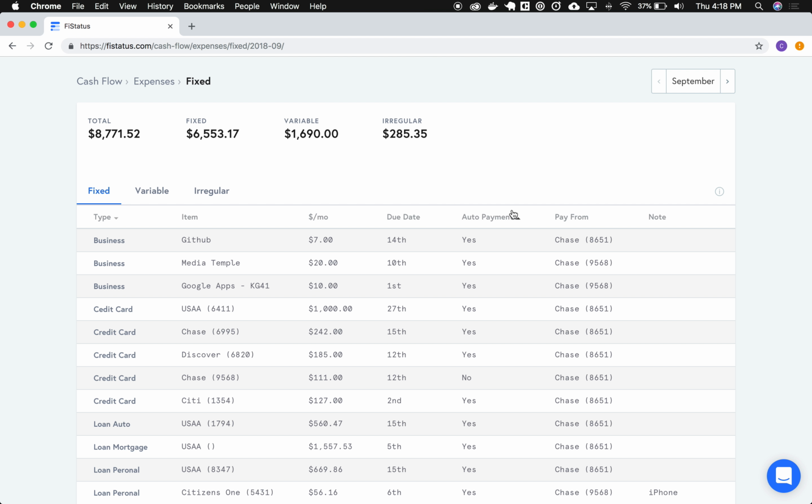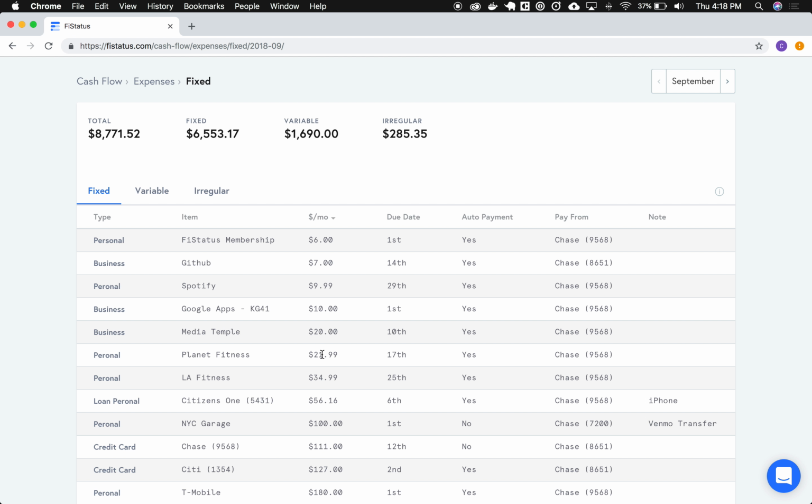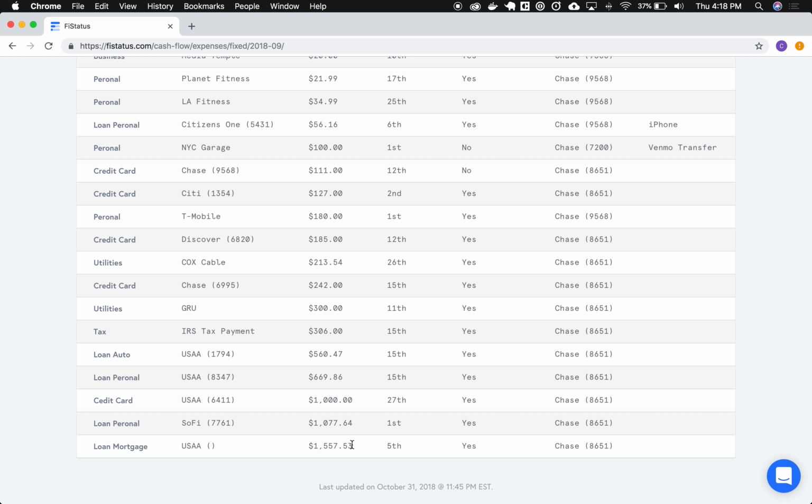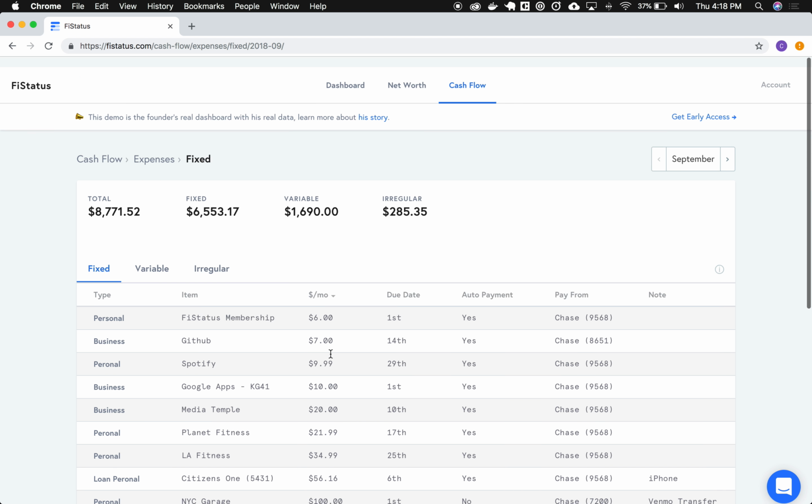I can also see how much it costs me every month. This is the cheapest thing I have. The most expensive thing was this, the mortgage, and then my personal loan, right? Credit card. Basically everything is super expensive, all debt.